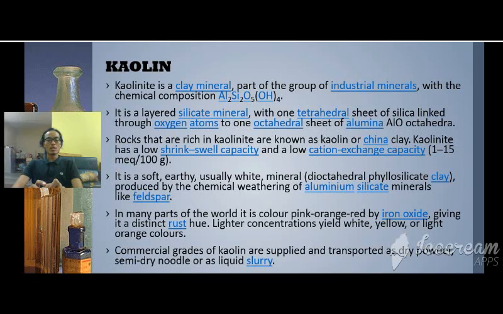In many parts of the world, the color of this kaolin is orange red because of the iron oxide, and it gives a distinct rust. So the concentration is lighter in mid white, yellow or light orange color. So for the commercial kaolin, it is mostly supplied and transferred as a dry powder, semi-granular, or as slurry. So that's all from me.